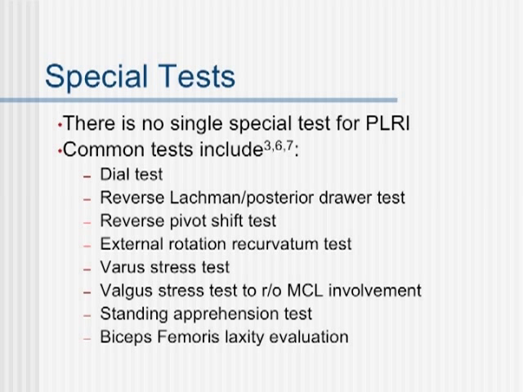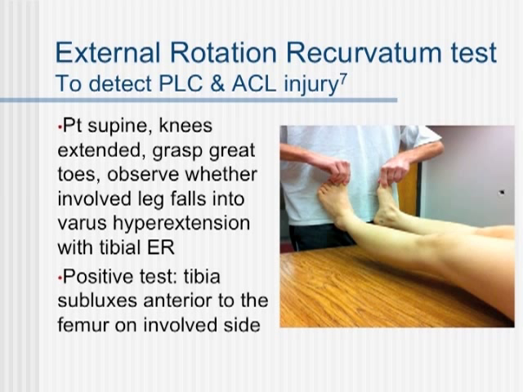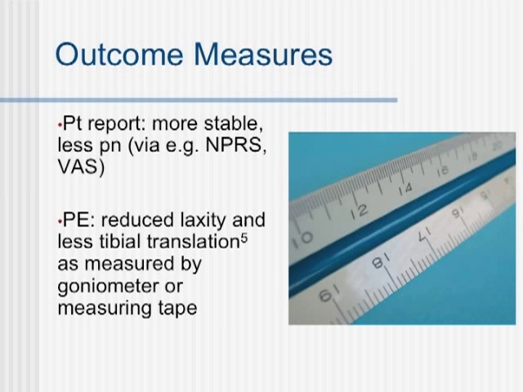For special tests, there's not really one test that's perfect, and there's not a cluster either, but here are a few tests that are worth your time. Here is some information on the dial test to detect posterolateral corner and PCL injuries. And this test is for ACL and posterolateral corner injuries, and it's the external rotation recurvatum test. Patient reports are important for outcomes as well as measurement of laxity and tibial translation.